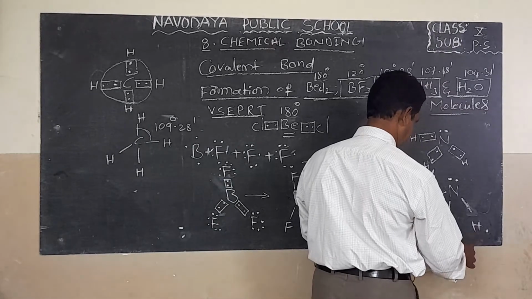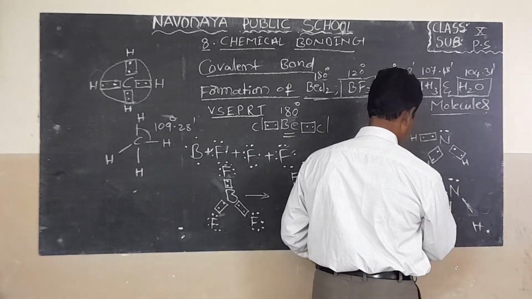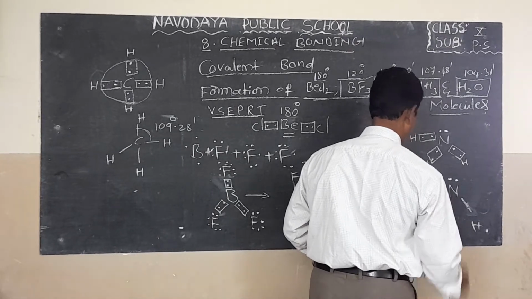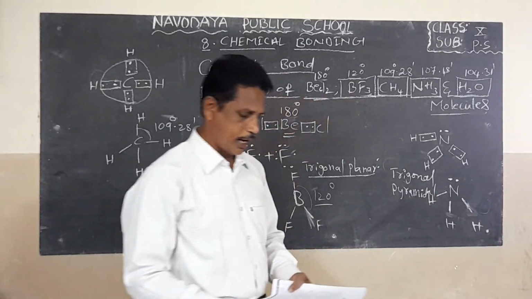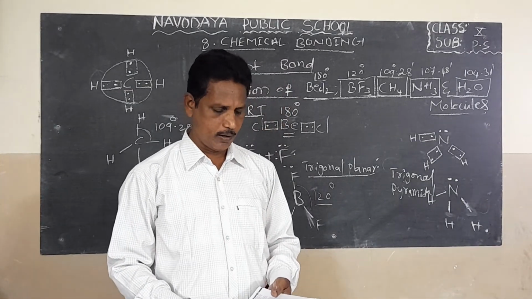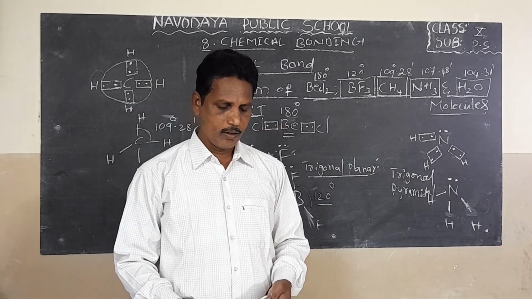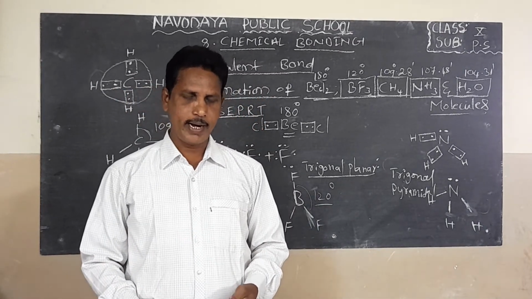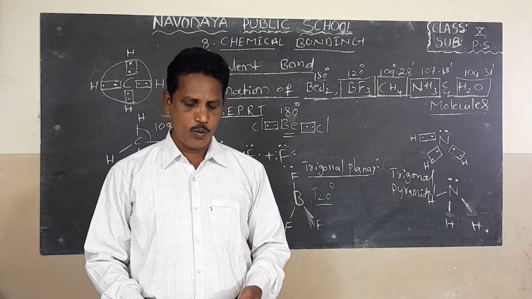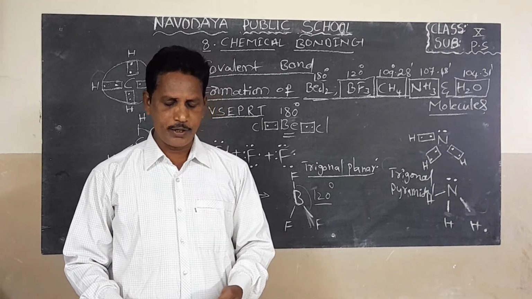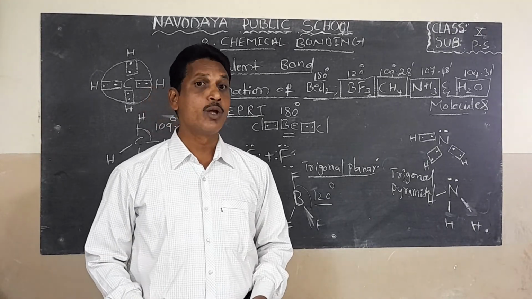Trigonal pyramidal, or pyramid shape. Okay, that was the fourth point. In the fifth point, if there are two bond pairs and two lone pairs of electrons around the nucleus of the central atom, that is the water molecule.